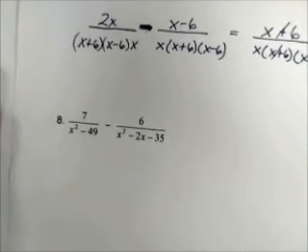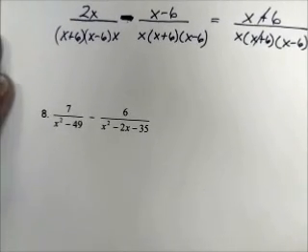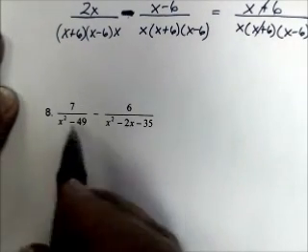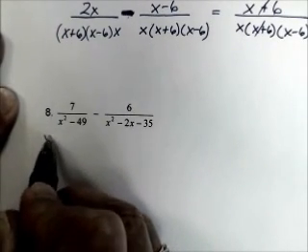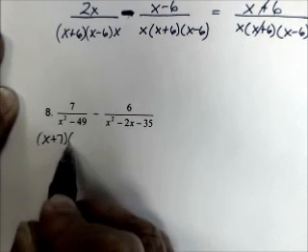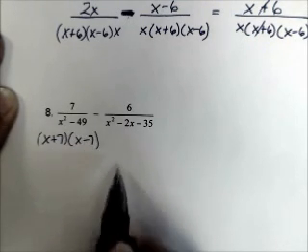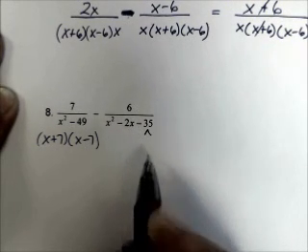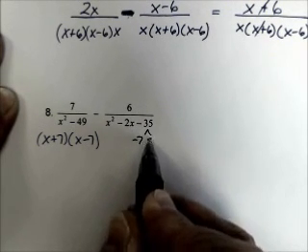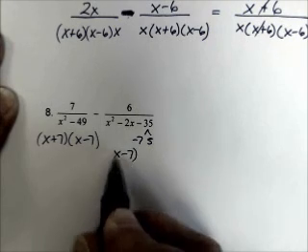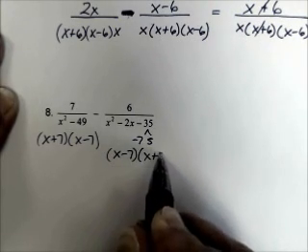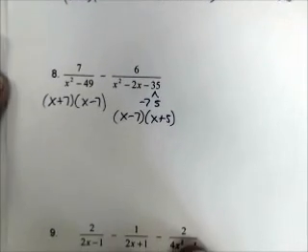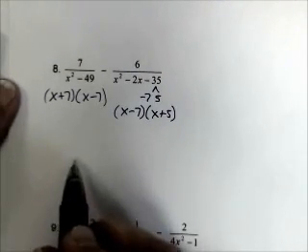Number 8, again, look at these two denominators. We'll factor them. Difference of two squares, x plus 7 times x minus 7. The trinomial, factors of negative 35 that add to negative 2 are negative 7 and 5, so x minus 7 times x plus 5. We're writing down equivalent fractions with the same denominator.